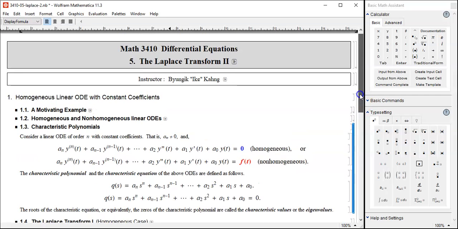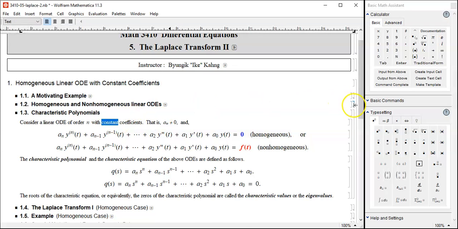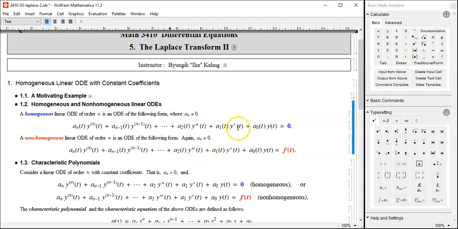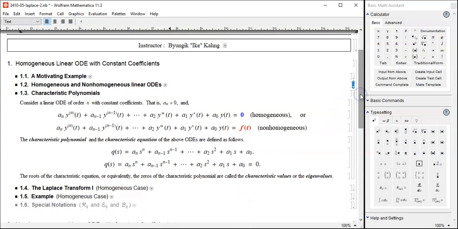Next term, characteristic polynomials. This time, let's consider a linear ODE of order n with constant coefficients. This time, coefficients are constant. Previously, we didn't have to have constant coefficients here, a0 of t, a1 of t, and so on. Now we need constant coefficients, a0, a1, a2, and so on. It can be either homogeneous or non-homogeneous, it doesn't matter.